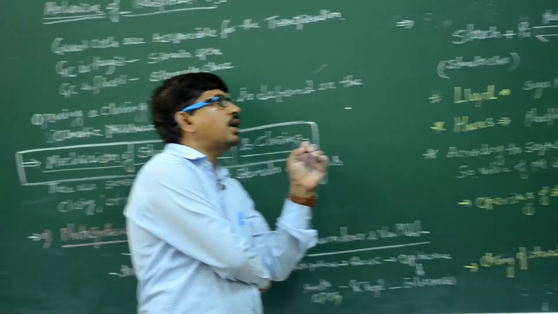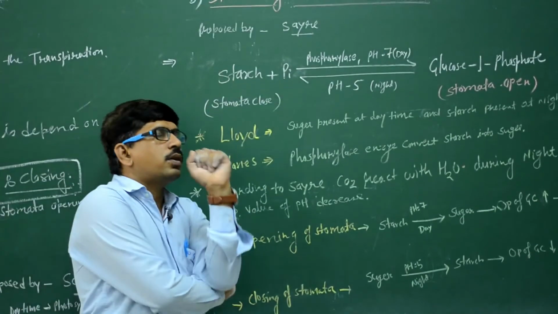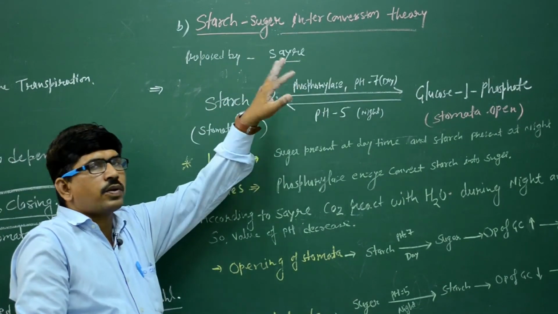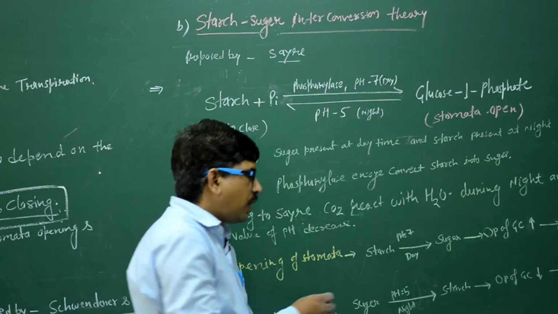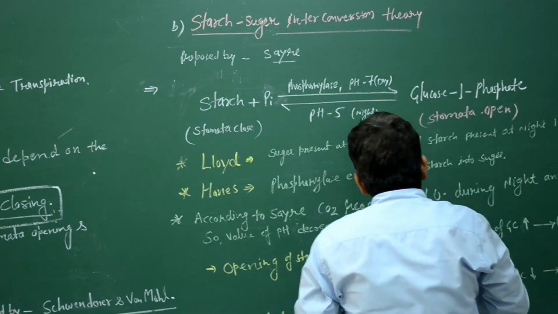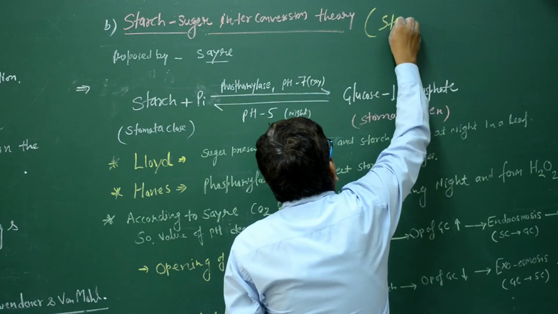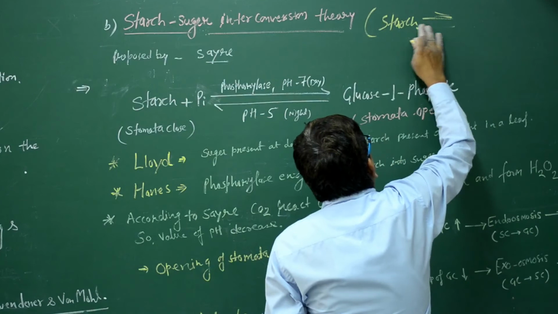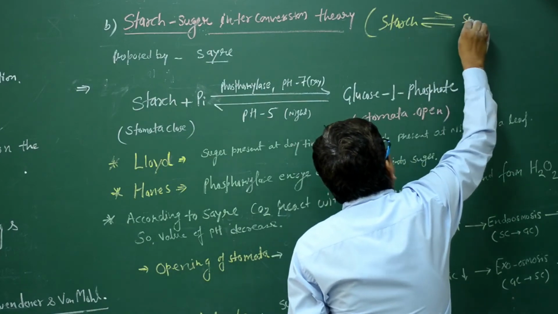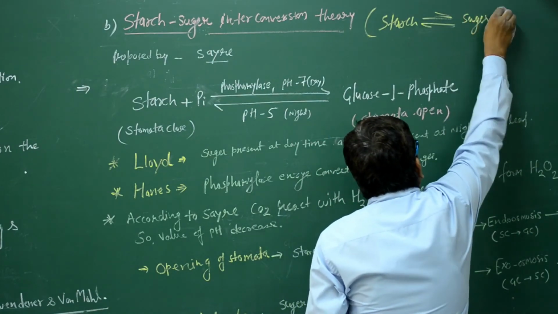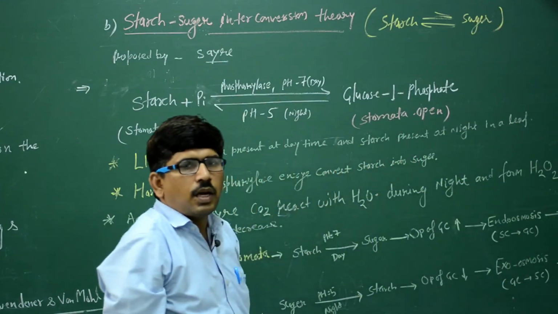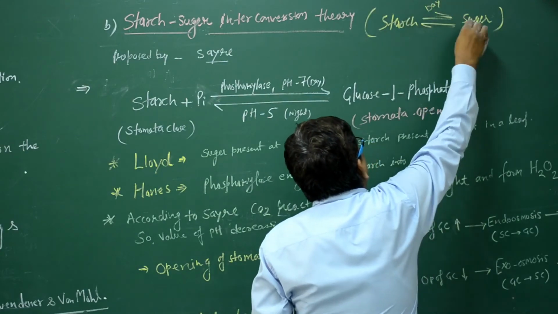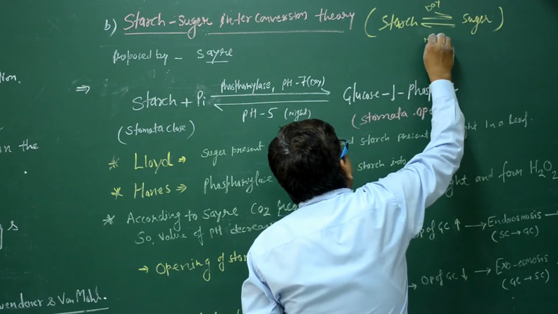Next, we discuss the second theory, an important theory, the starch sugar interconversion theory. In short form, this theory means that at the daytime the starch is converted to sugar, and at the night time the sugar is converted to starch.